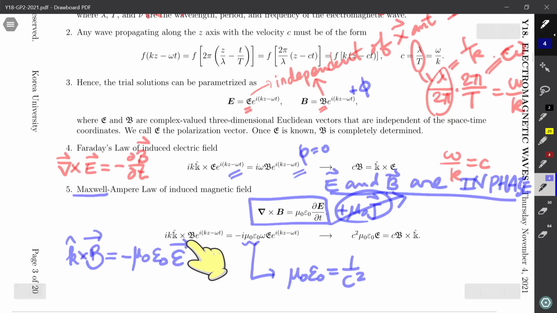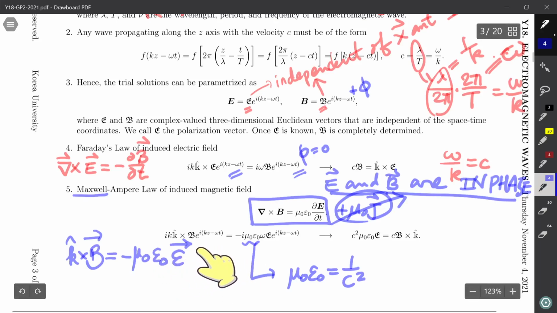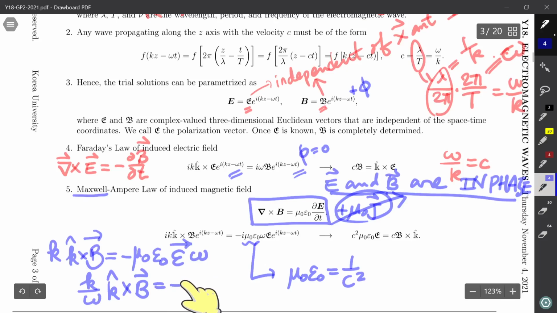Alright, multiply, and we have omega here. Dividing omega both sides, there's k hat k over omega, k hat cross B minus u0 epsilon 0 E, right?